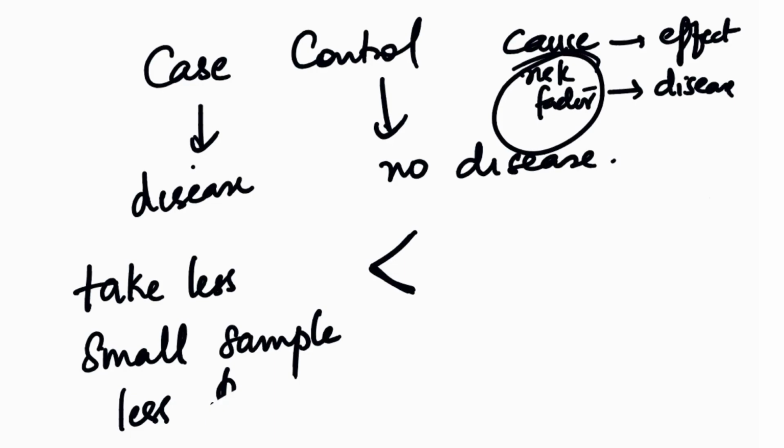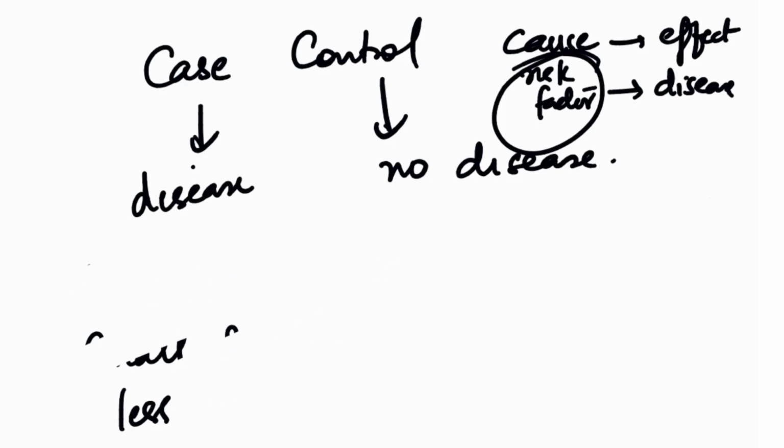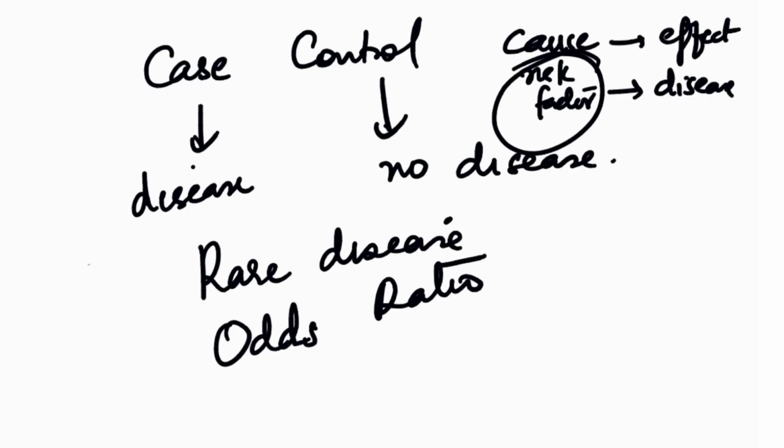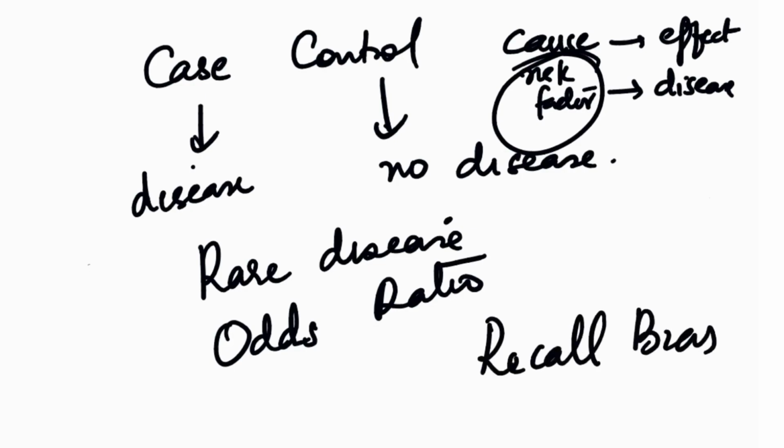Now this is useful to study rare diseases. And it measures odds ratio. But the only disadvantage that I see here with the case control is recall bias. This is the demerit.